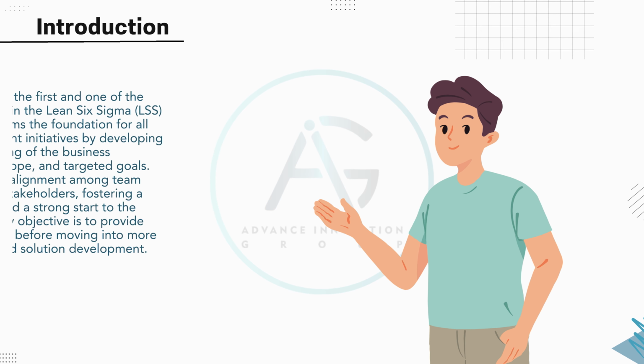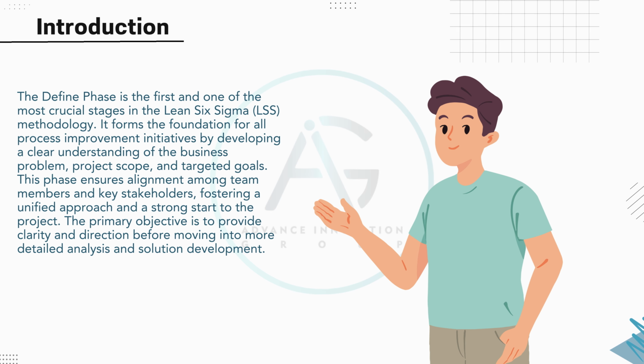Introduction. The define phase is the first and one of the most crucial stages in the Lean Six Sigma (LSS) methodology. It forms the foundation for all process improvement initiatives by developing a clear understanding of the business problem, project scope, and targeted goals. This phase ensures alignment among team members and key stakeholders, fostering a unified approach and a strong start to the project. The primary objective is to provide clarity and direction before moving into more detailed analysis and solution development.